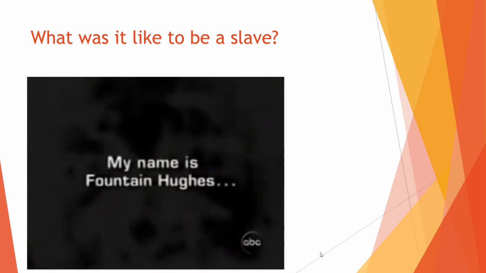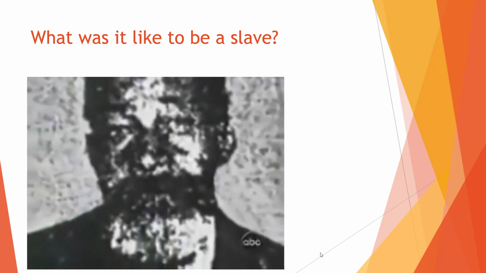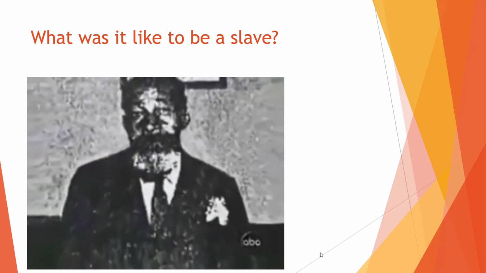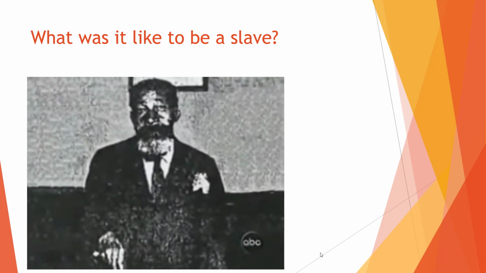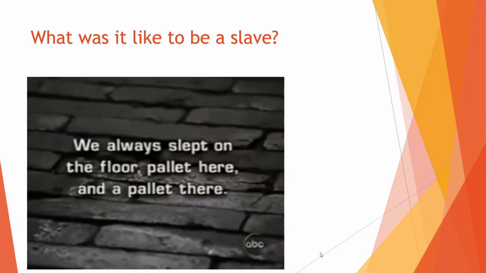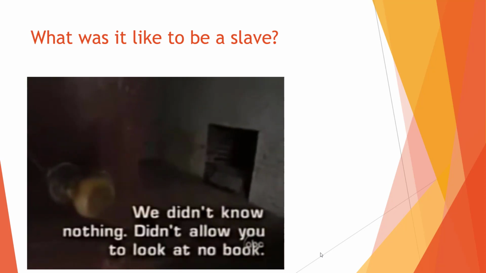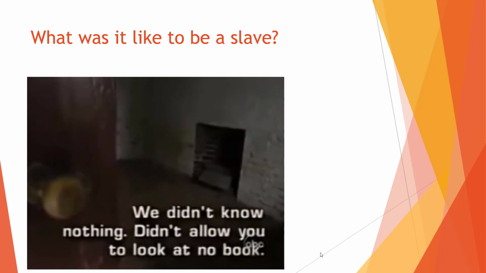My name is Fountain Hughes. I was born in Charlottesville, Virginia. My grandfather belonged to Thomas Jefferson. My grandfather was 115 years old when he died. And now I am 101 years old. Other people didn't have no beds when they were slaves. You all slept on the floor. Sat up here and sat up down. Just like a lot of white people. We didn't know nothing. Didn't like looking no book.